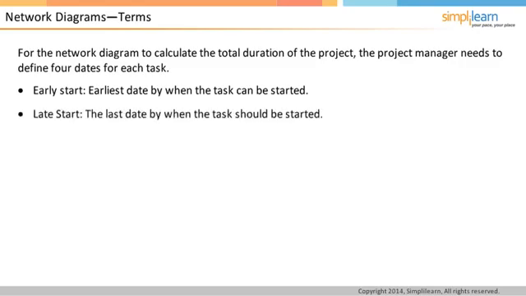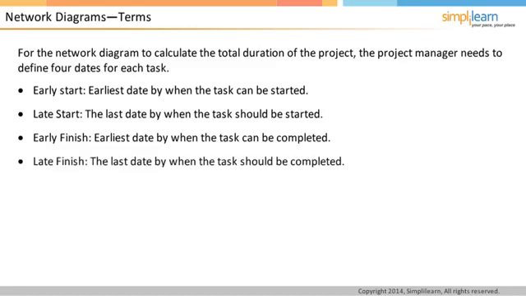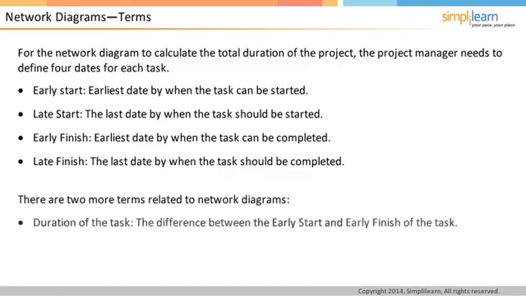The second 2 dates relate to the dates when the task should be complete. Early finish is the earliest date by when the task can be completed. Late finish is the last date by when the task should be completed. The duration of the task is calculated as the difference between the early start and early finish of the task.